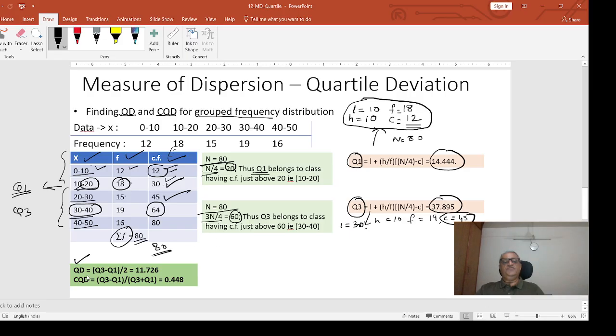You know the formula of QD: Q3 minus Q1 by 2. So replace these values and I get 11.726. Similarly, for CQD, we know the formula is Q3 minus Q1 divided by Q3 plus Q1, and that gives me 0.448, right? So this is how we calculated quartile deviation and coefficient of quartile deviation for a grouped frequency distribution having less than or equal to cumulative frequency.